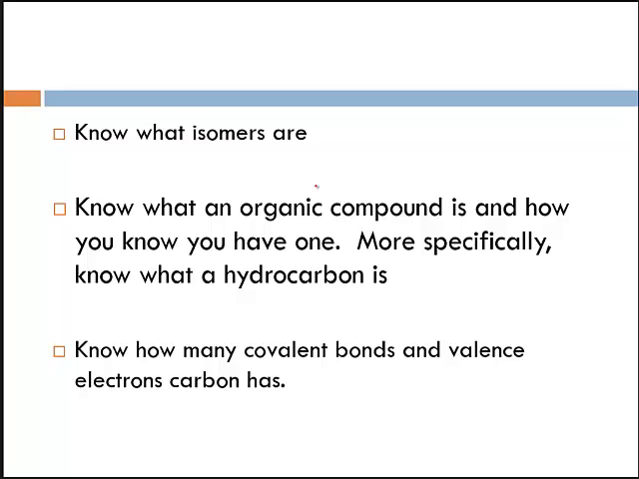Finally, know what isomers are. Know that isomers have the same chemical formula. So it could have C5H12. But the arrangements are different. So one could look like this with hydrogens coming off of it, and the other one could just be 5 carbons in a row. So know that they're the exact same chemical formula, but the atoms are bonded differently.